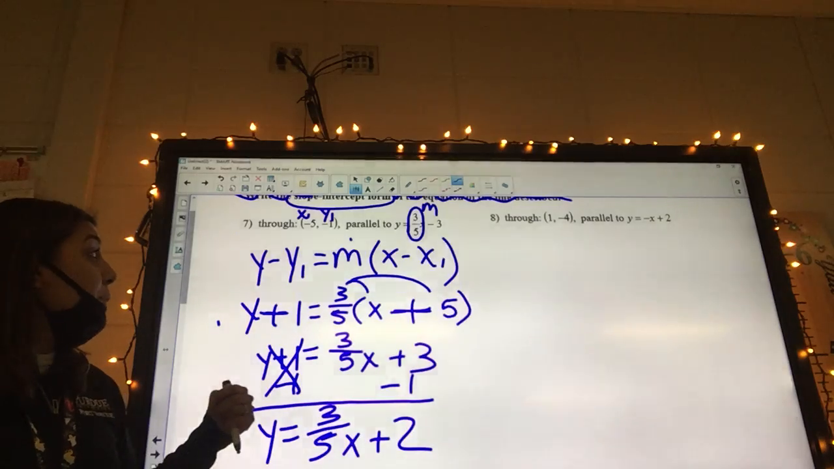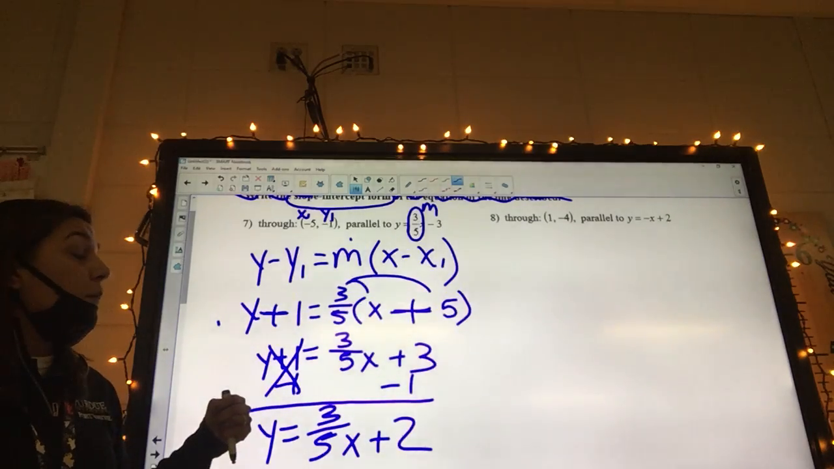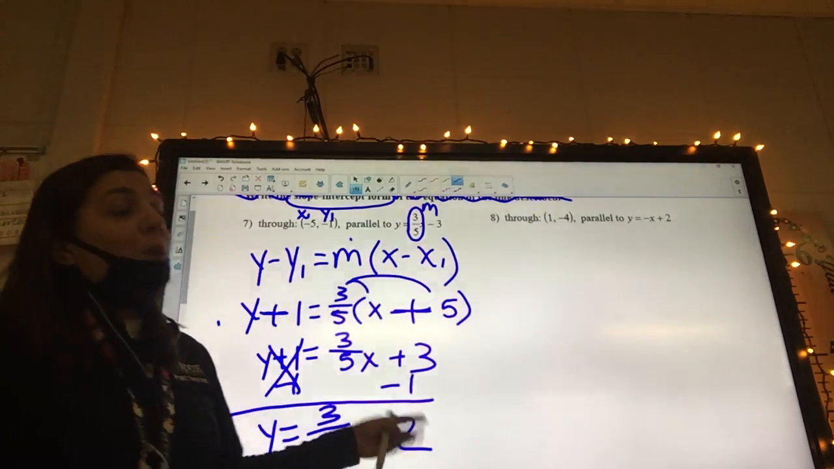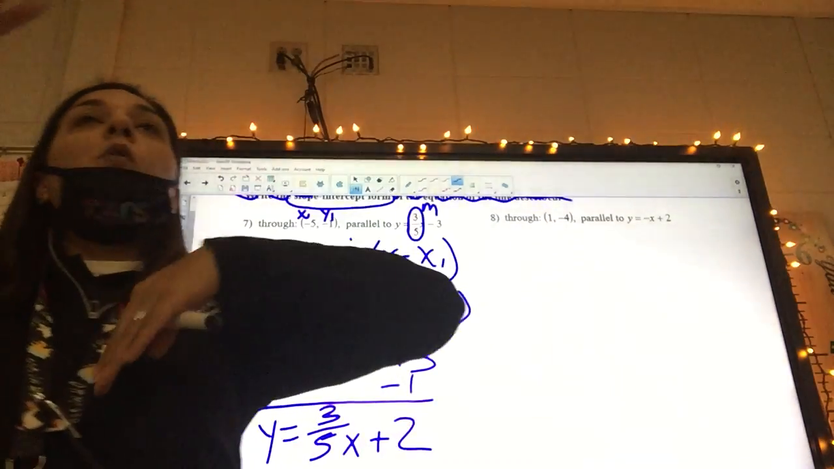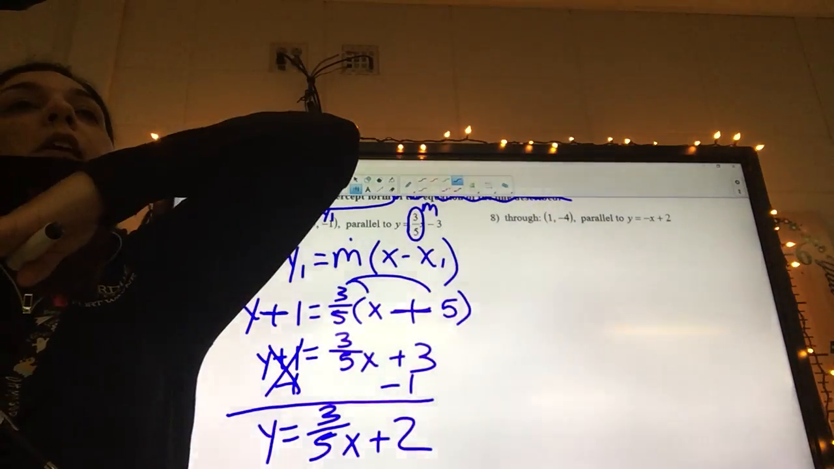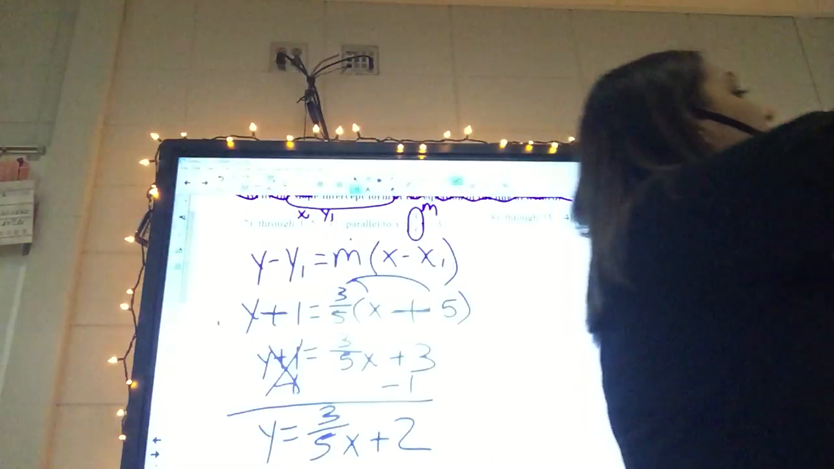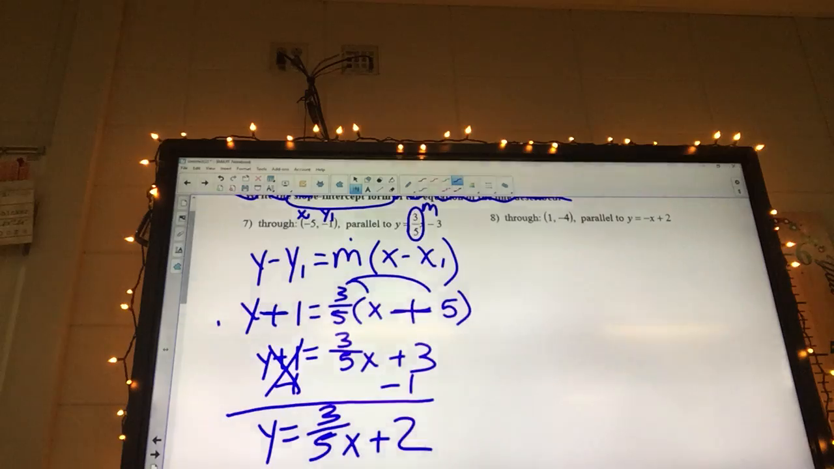And our y-intercept is what? 2. So they have the same slope, but a different y-intercept. And that's what a parallel line is. One is going to go here, and one is going to go here. They have the same exact slope, the same shape, going in the same direction. One starts up here, and one starts down here.